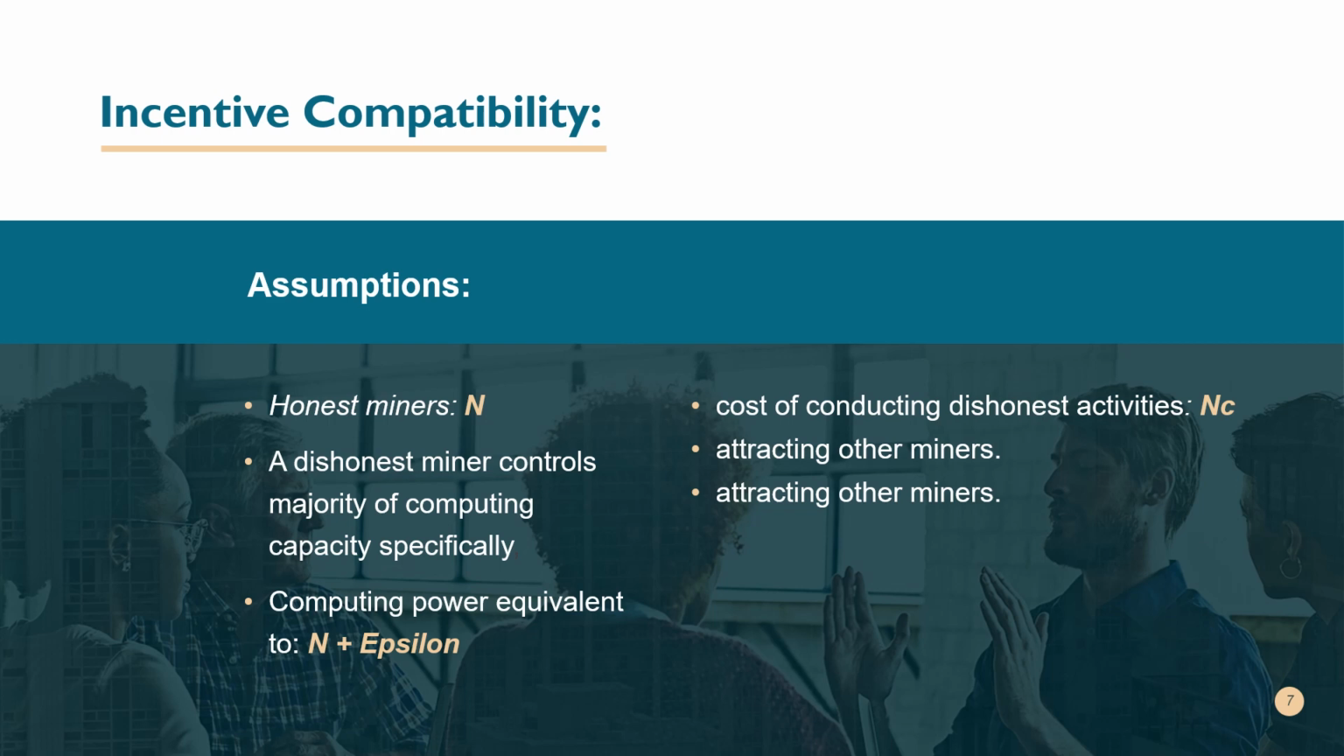To derive this constraint, assume that there are honest miners. Conducting activities that are dishonest requires effective control of the network. At a minimum, in POW, this requires a dishonest miner to control a majority of computing capacity. Specifically, they need to add computing power equivalent to n plus epsilon. This means that the cost of conducting dishonest activities on the network is at least NC per block.